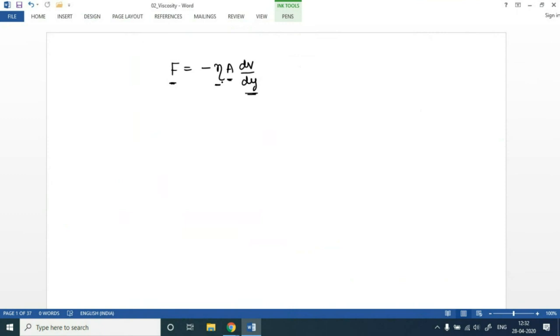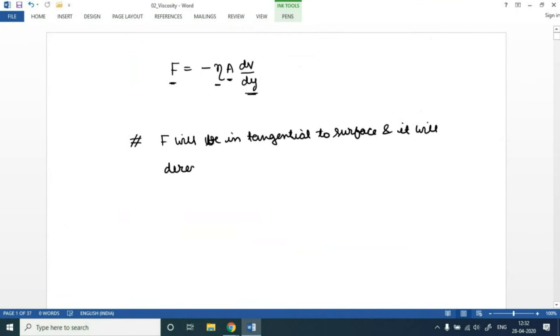What I want you to notice over here, first of all, two things which we discussed through problems in yesterday's class. First of all, F will be in the tangential direction, or tangential to the surface, and it will be directed opposite of dV by dy. That is what this negative sign means over here.